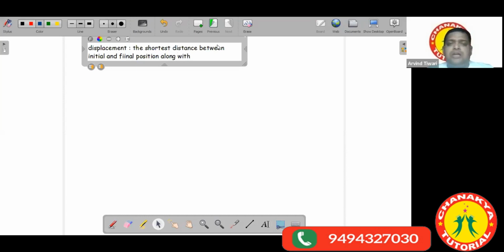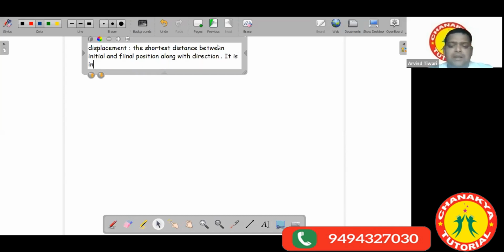So it also includes your direction. The shortest distance between initial and final position along with direction is called displacement, and it is independent of the path followed. That means whatever path you go, your displacement would remain the same. Let's see some more questions to understand distance and displacement.